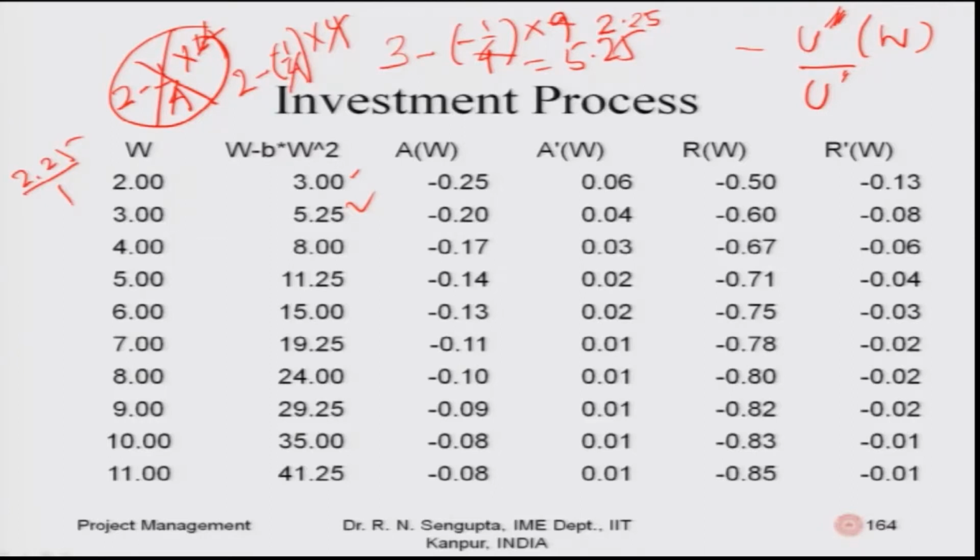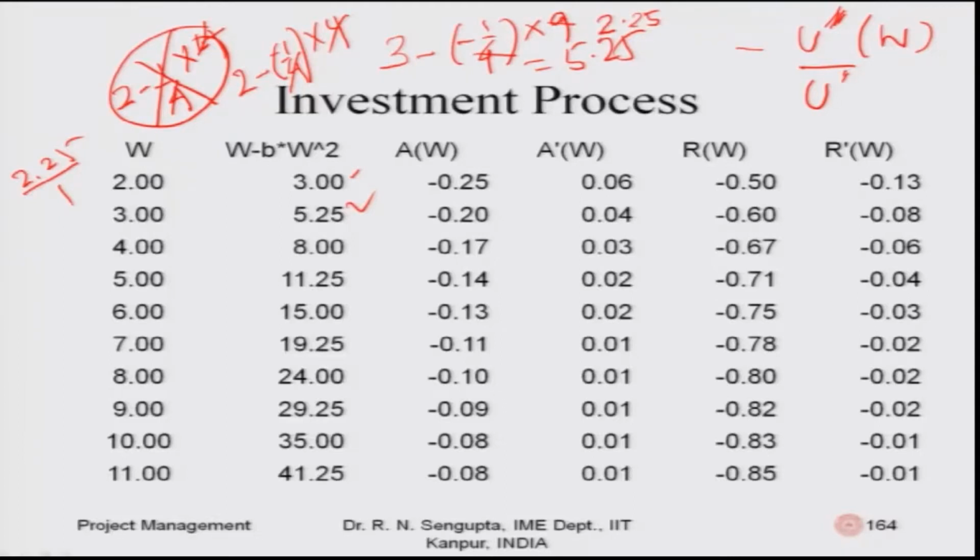So, a prime, AW is given. Now, I want to find out a prime. How do I do it? I take the difference between minus 0.2 and minus 0.25, divided by 3 minus 2. So, the difference of w is in the denominator, and the difference of a is in the numerator. Based on that you find out the value of a prime.